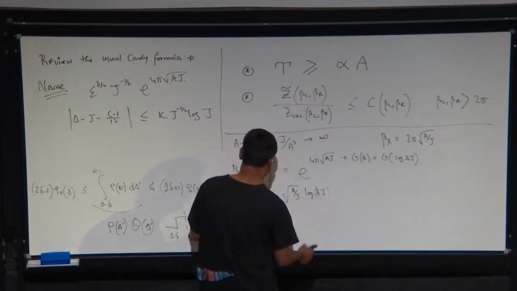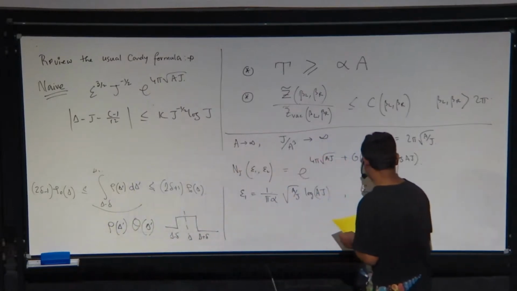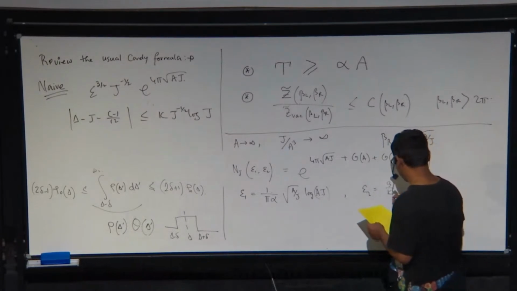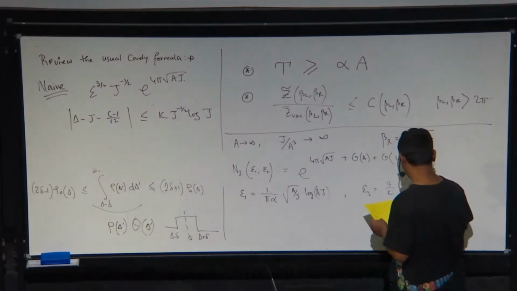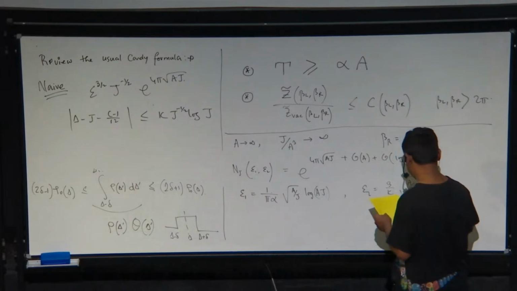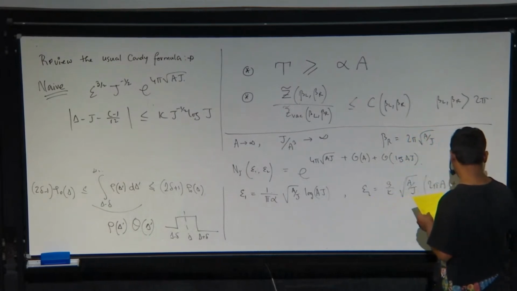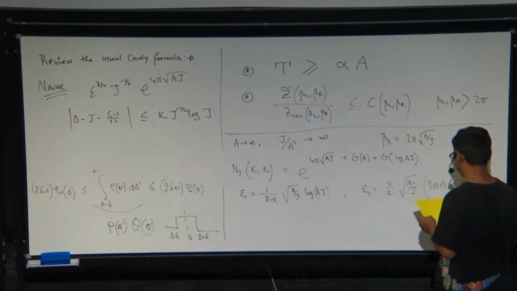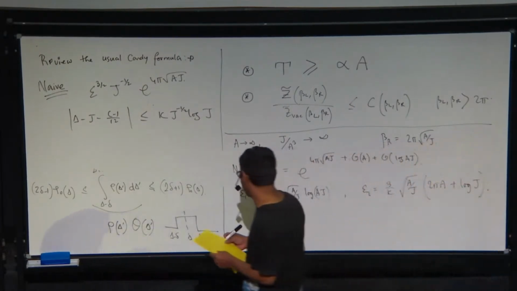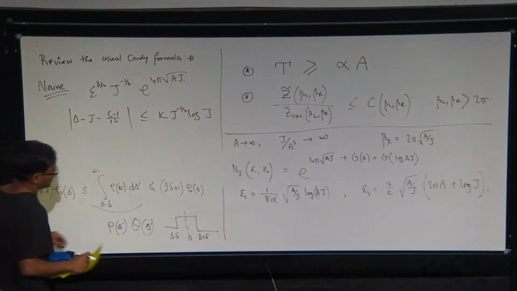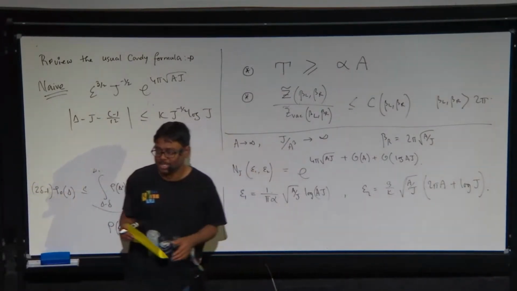log a j. And epsilon 2 is basically 3 over kappa, some number, square root a over j, twice pi a, log j. So that's the version of this formula in the large central charge limit.